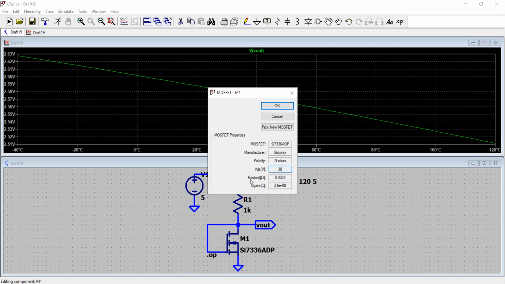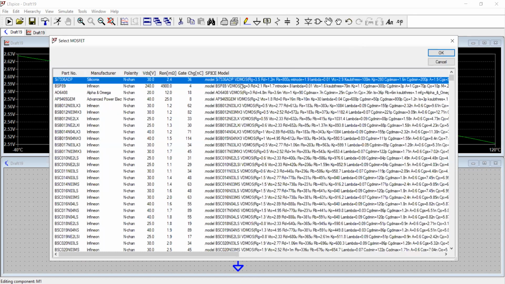When it is turned on, it has the on resistance, which is given to be about 0.0024 ohm. So it's just 2.4 milliohm. So it's a highly conductive channel there. And then there is a charge on the gate in coulombs. So it's about 36 nanocoulomb. If you pick the MOSFET and you see in the blue line, these are the parameters that I just explained, and then comes the SPICE model with the information.